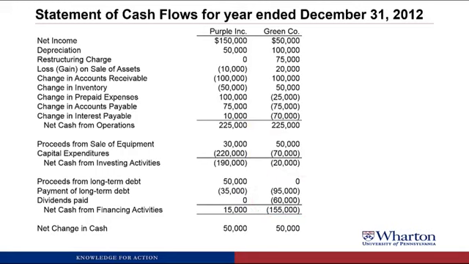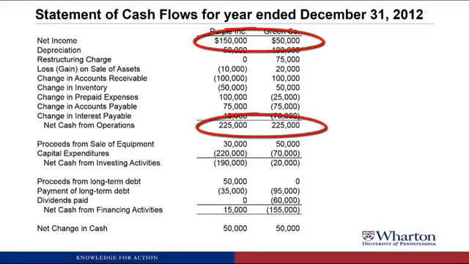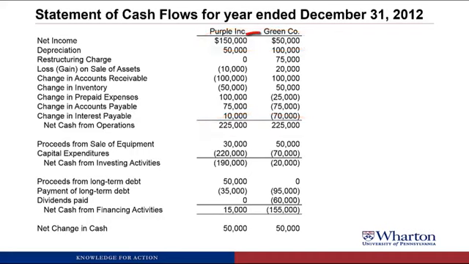Next, I want to take a look at the operating sections in more detail for these two companies. Starting on the top line, we have net income, and we see that Purple has 3 times as much net income as Green, even though their cash from operations are the same. So is Purple 3 times better than Green, or are they the same company? Well, we can learn what's going on with this discrepancy by looking at everything between net income and cash from operations. So all the things that cause them to be different.